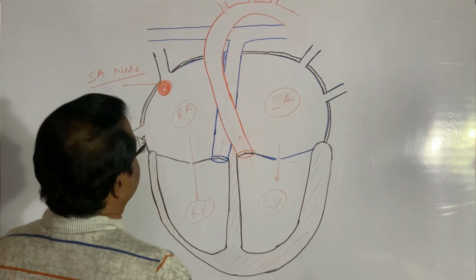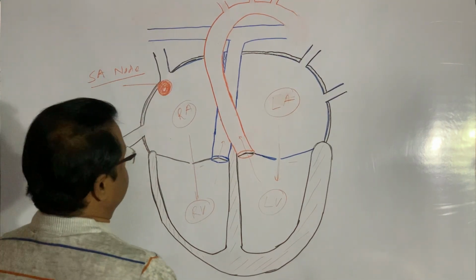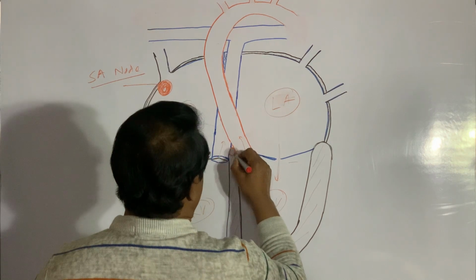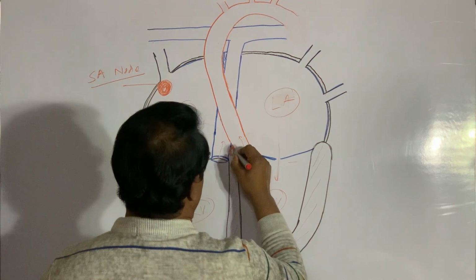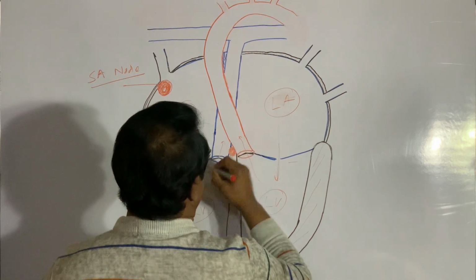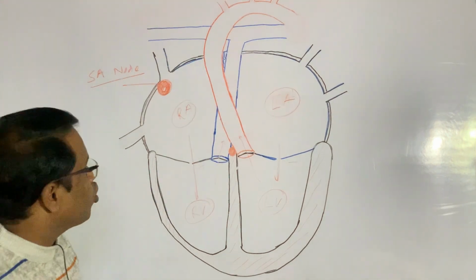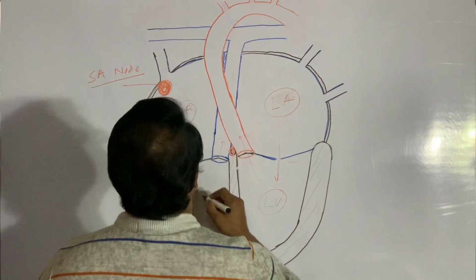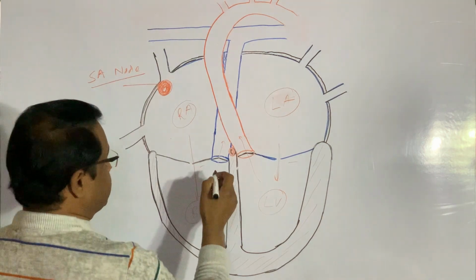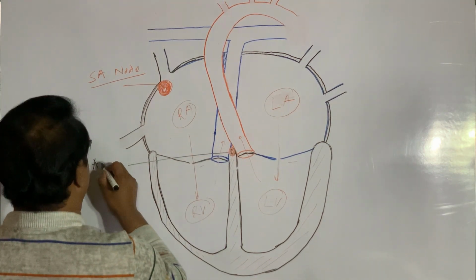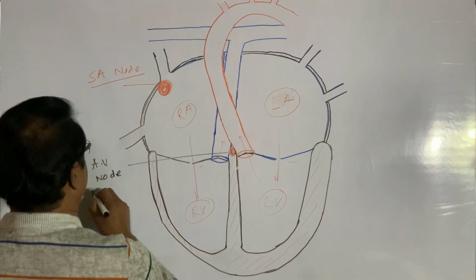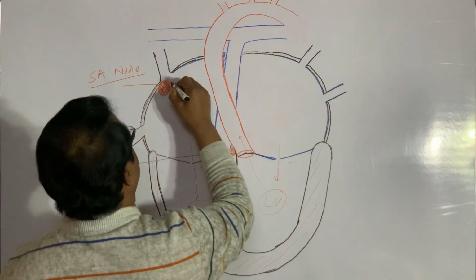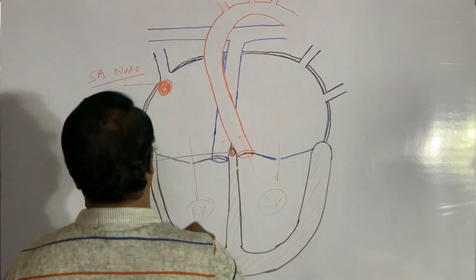Okay. Then we have another node that is just near the atrioventricular septum. It also has automaticity, but its automaticity is lesser than this master node. This node is called the AV node, or atrioventricular node. That is the SA node, sinoatrial node, and that is the AV node, atrioventricular node.